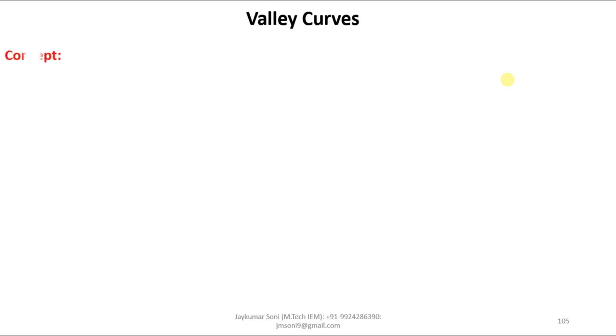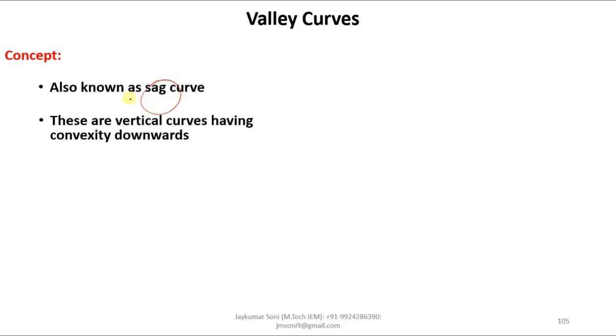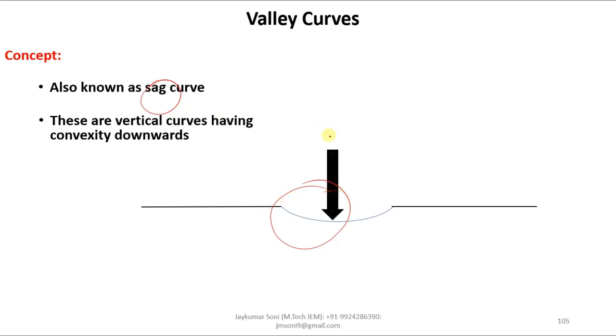The valley curves are also known as sag curves. These curves are having convexity in the downwards direction. Convexity is provided in the downward direction, such as if this kind of road is there and this kind of slope is provided, then we can observe that the convexity over here is provided in the downward direction. This is the downward direction. So this is what is called as the valley curve.